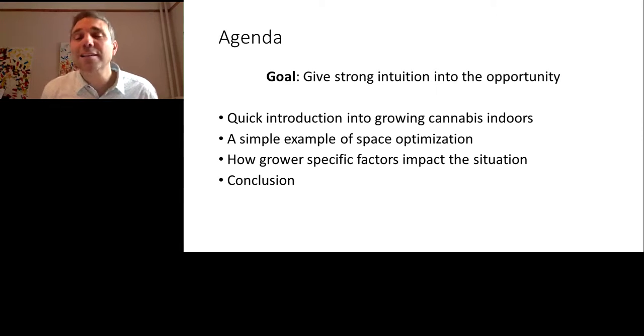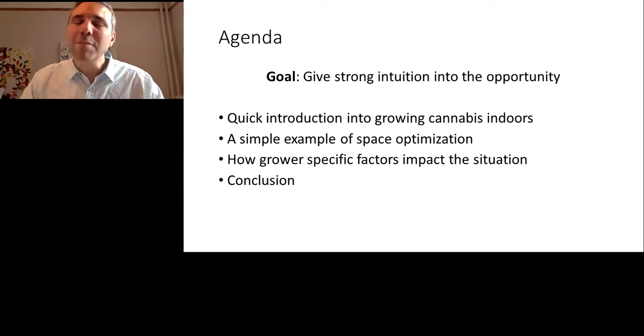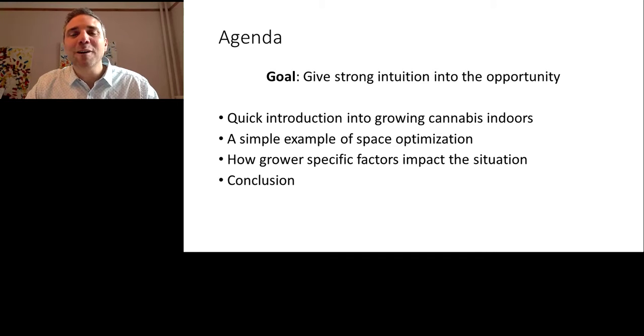This can be a really complex mathematical problem. Not very complex, but it can be a little heavy to present in a presentation. So what I'm going to try to do today is use very simple mathematics to give you a strong intuition into why and how space allocation is important in the context of growing cannabis indoors. In order to do that, I have to give you a quick introduction into the process of growing cannabis, the different stages of growth, for those who aren't familiar with that process.